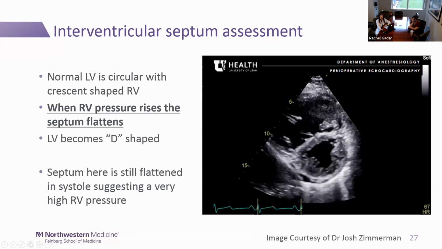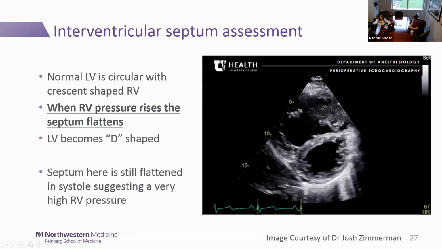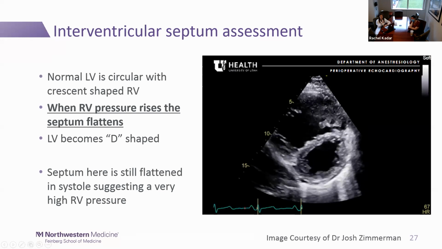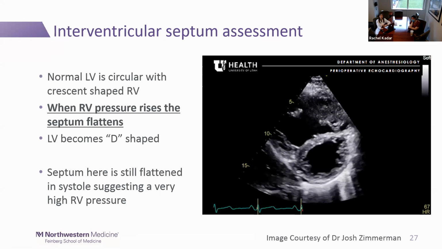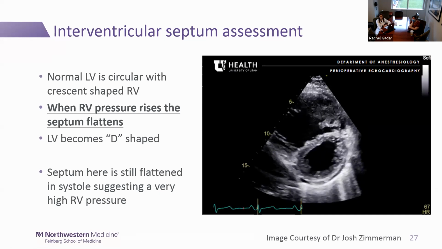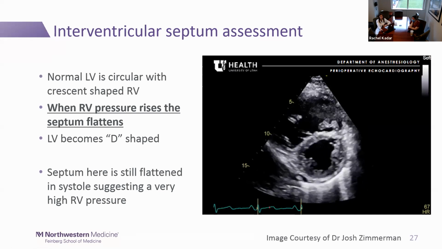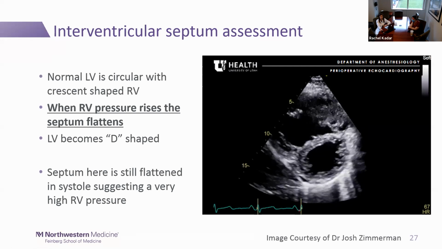The teaching is that in volume overload, you'll have that flattening in diastole, but as you start to have pressure overload, you'll have flattening in both diastole and systole. So here you can see that the septum is still flattened in systole, suggesting a very high right ventricular pressure.